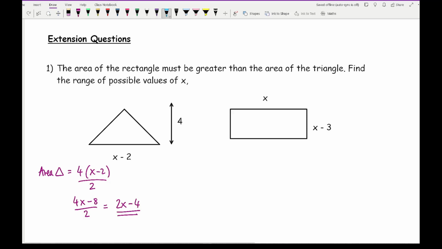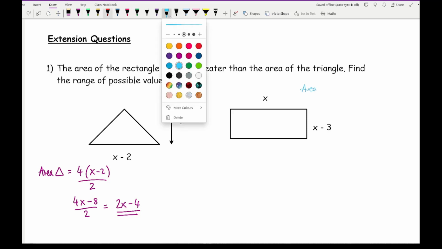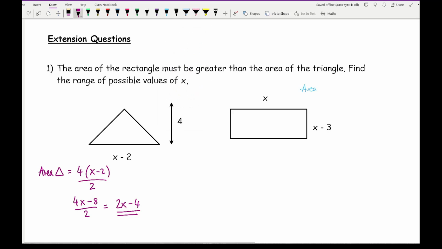Now working with the area of the rectangle, that's basically going to be the length times the width. Let me make that a little bit thicker, it's actually a different color. Let's go for this one here. So the area of the rectangle is going to be x times x minus 3, which gives me x squared minus 3x. So that's the area of the rectangle. Now going along what it tells me in the question, it says the area of the rectangle must be greater than the area of the triangle.